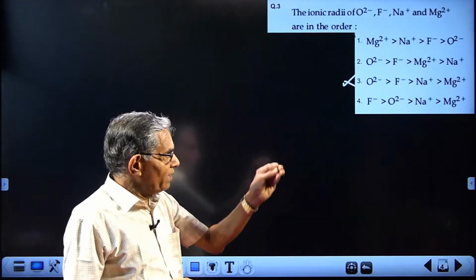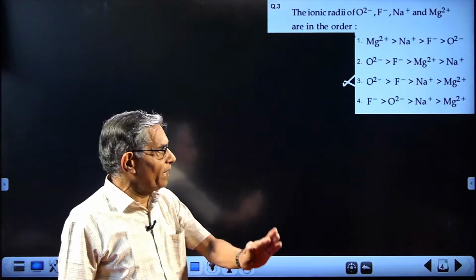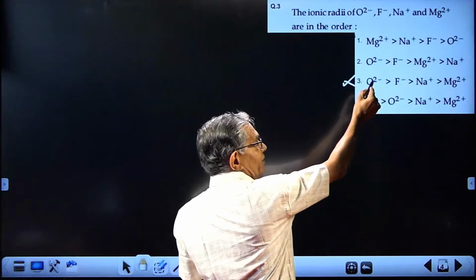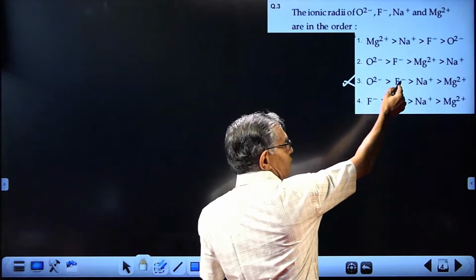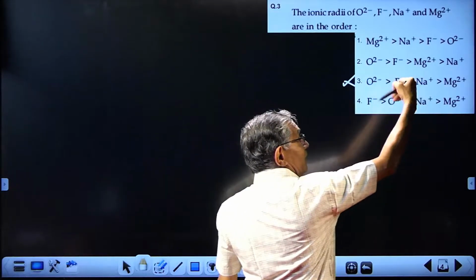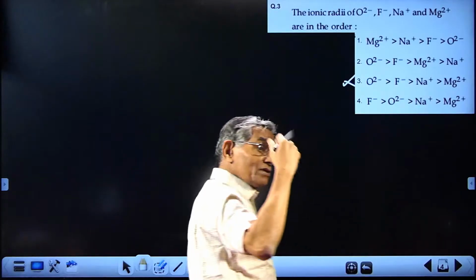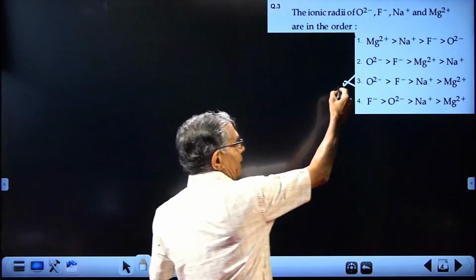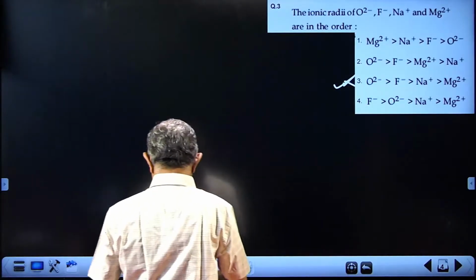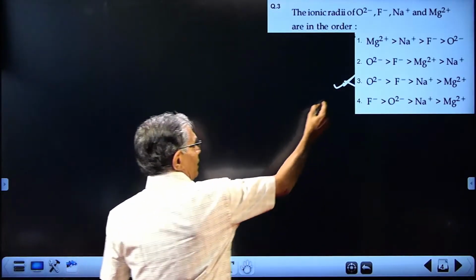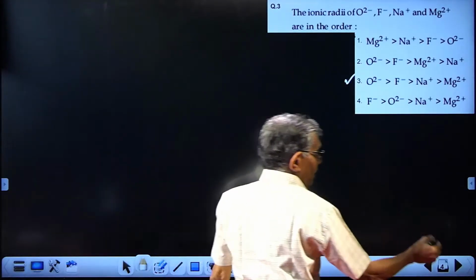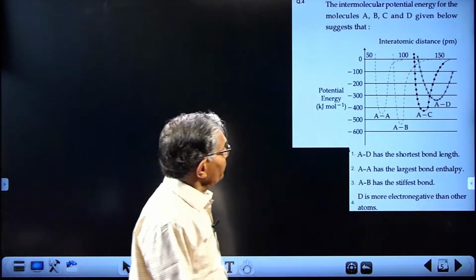So size decreases from anion followed by cation. And among anions, the one carrying more negative charges is bigger, then comes single charges. Then among cations, as the number of positive charge increases, size gradually decreases. So direct answer, answer 3. Direct question, answer 3. Now to next question, number 4.